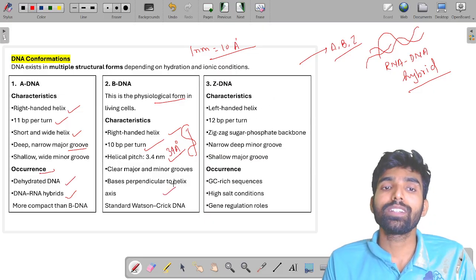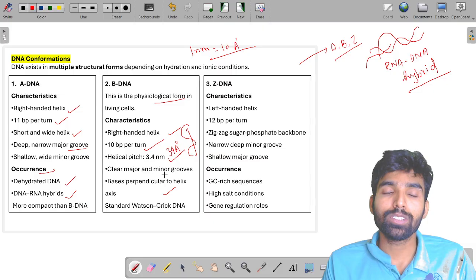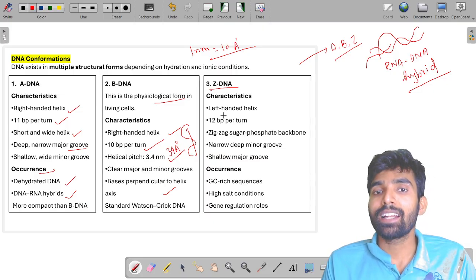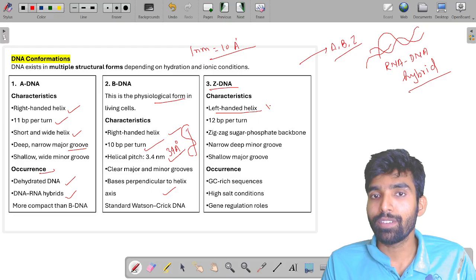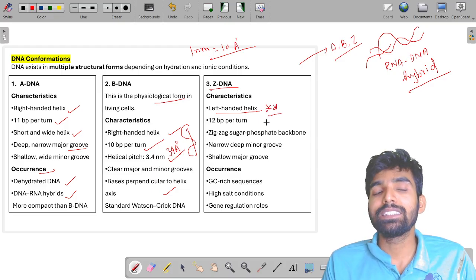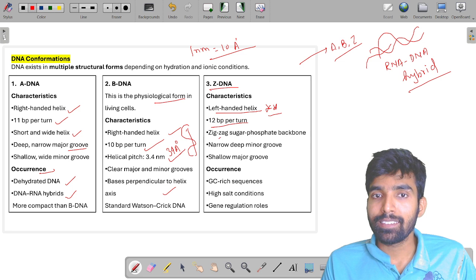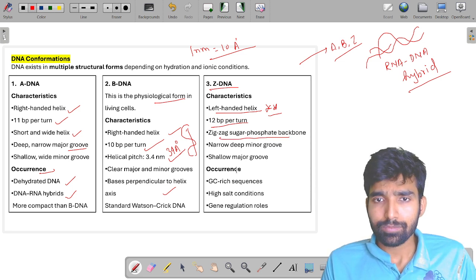Whatever Watson and Crick discussed, this is all about B-DNA. And when we consider Z-DNA, that's a left-handed helix. The very important thing you need to remember: Z-DNA is left-handed with 12 base pairs per turn, and it has a zigzag sugar phosphate backbone, zigzag. Minor groove, major groove I will discuss later.